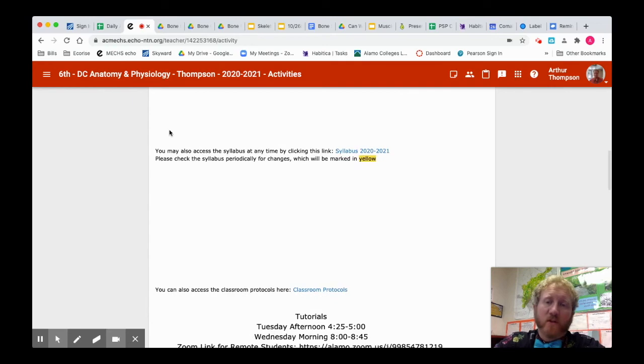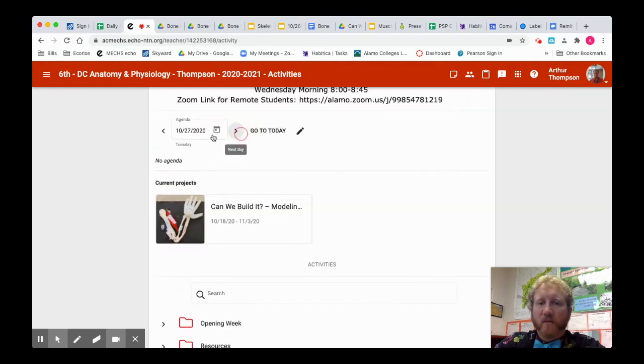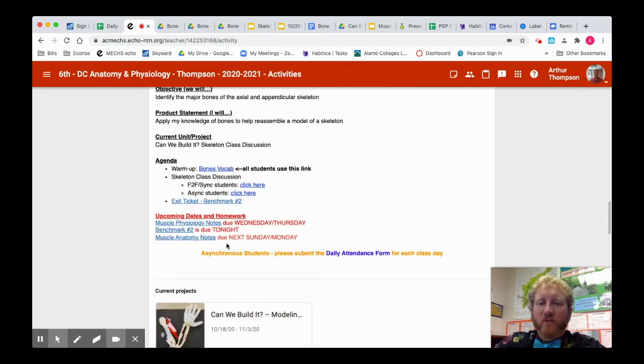Muscle notes. I told you about the muscle study guide. We do have muscle notes that are coming up. Those are going to be due next week, Sunday and Monday. I try not to have due dates over the weekend, but this time around I just couldn't make it happen. I want y'all to have looked at the notes before we talk about them in class next week. Benchmark 2 is due tonight. Don't forget your muscle physiology notes that I assigned last week. Those are going to be due Wednesday for A day and Thursday for B day.